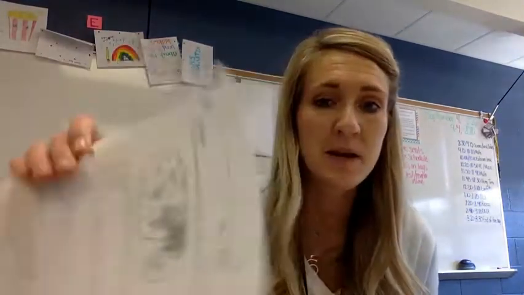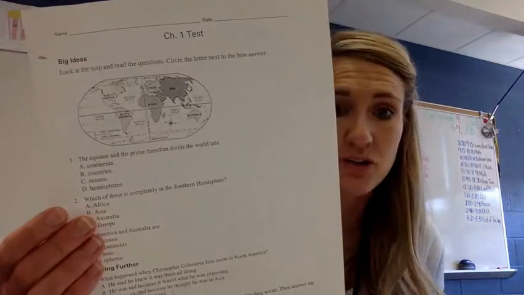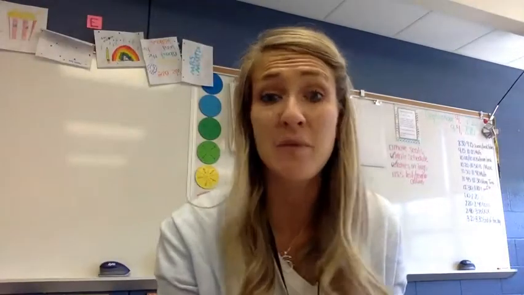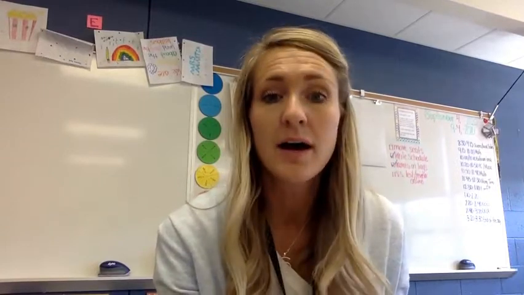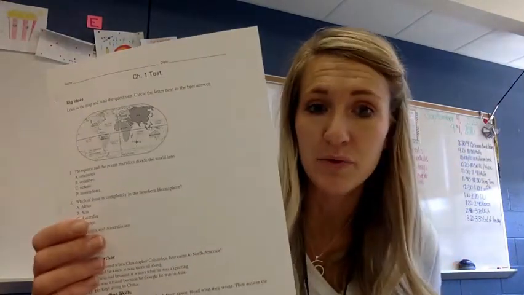So the first page is going to look like this, and it has a picture of the world. Feel free to have mom and dad help you read the test, but please do your very best to try on your own. A lot of these questions are going to come from our lessons as well as that social studies guide. So it's going to talk first about the equator and the prime meridian and thinking about what the world is divided into.